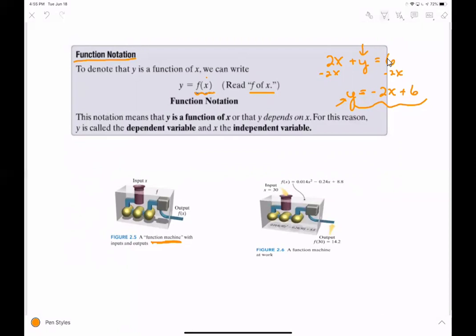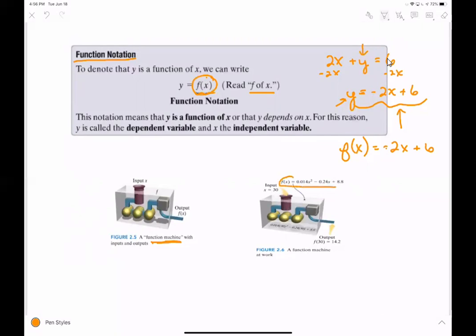Anytime that you see this notation, all that notation is just your y value. So if I take this equation here, instead of writing y, I can put f of x there instead of the y, because I know that this linear equation is a function. Here, the second image or figure here shows you the function.